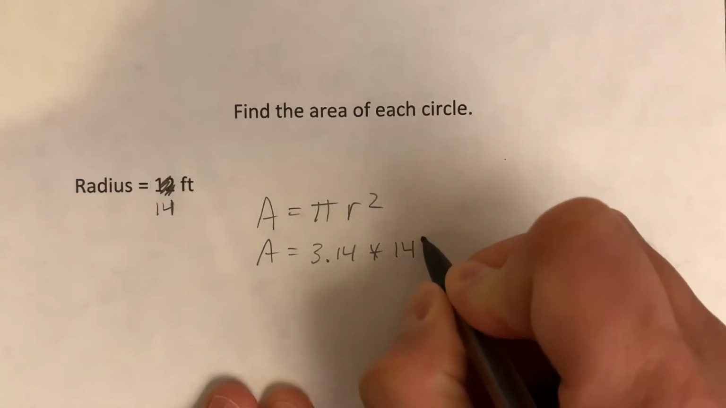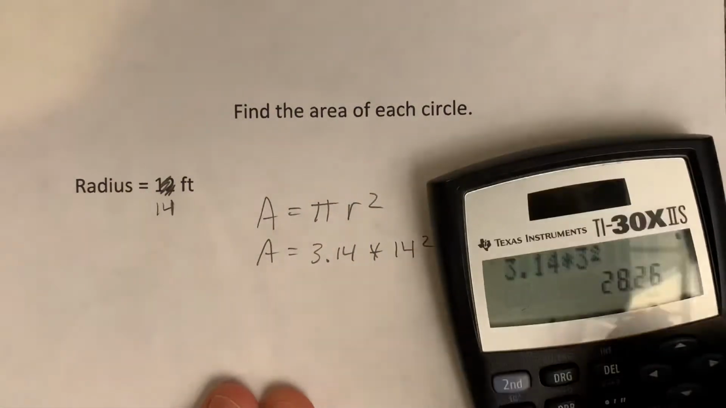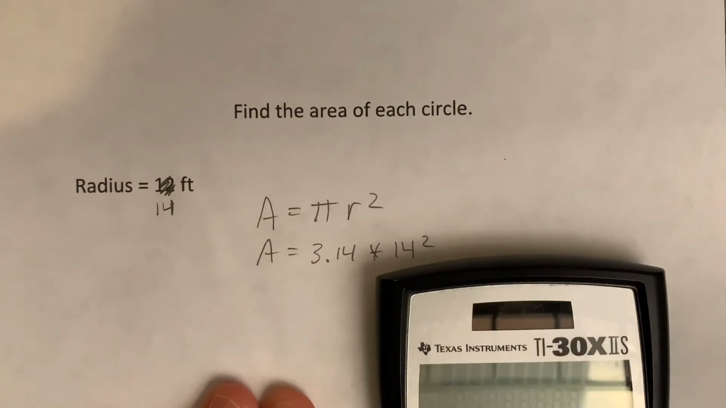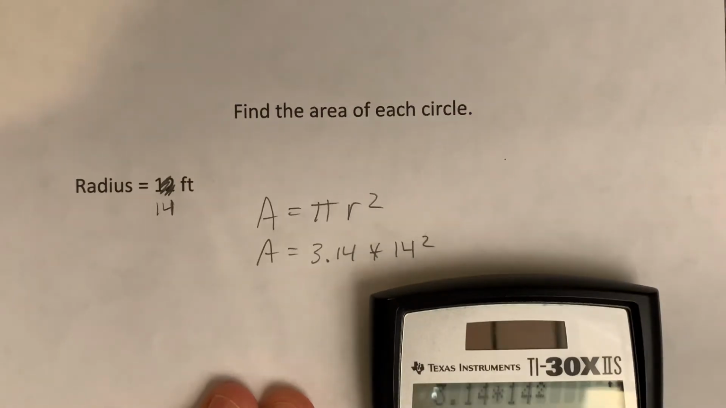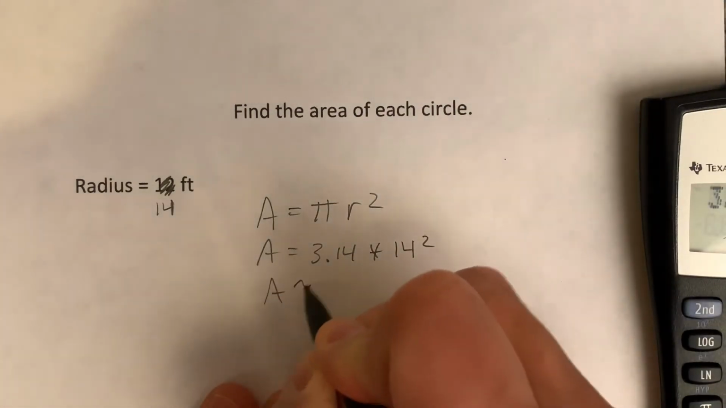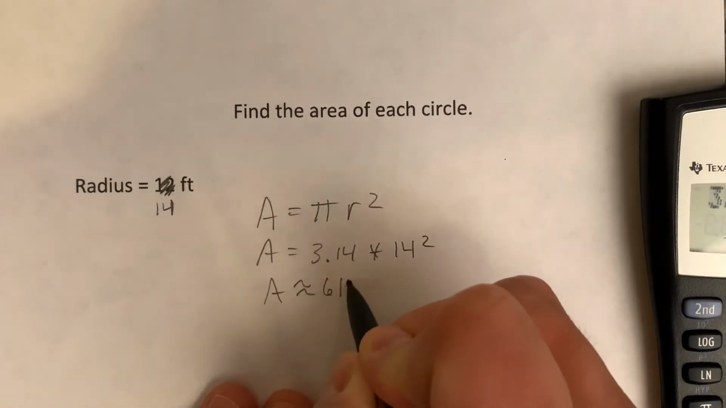And that's 14 squared. Using our handy-dandy calculators here, we got 3.14. Try to squeeze this in so you can see it. 3.14 times 14 squared. That's going to be 615.4. The 4 does not round up right there. So 615. And again, I say about because it's not really the same amount.